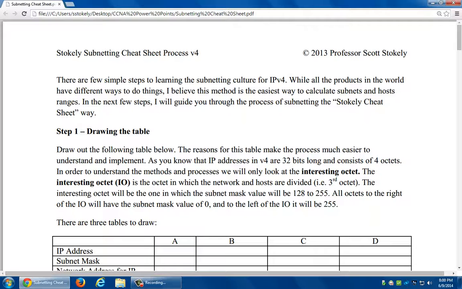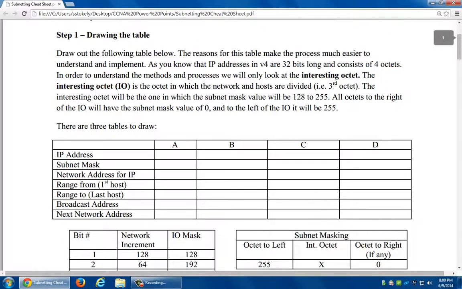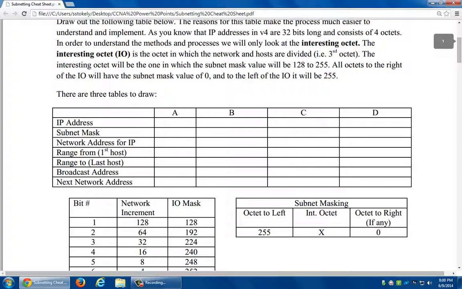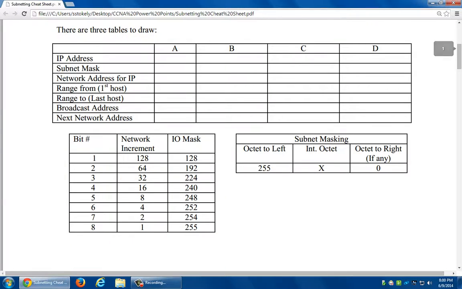All right? So the first thing that you're going to have to do is draw out these tables. What we have here, the first table, notice I have the 4 octets, A, B, C, and D. You're going to learn a new terminology called the interesting octet, which I will describe in a few minutes. You're going to write out IP address, its subnet mask, the network IP, the first host, the last host, broadcast, and the next network. Okay?